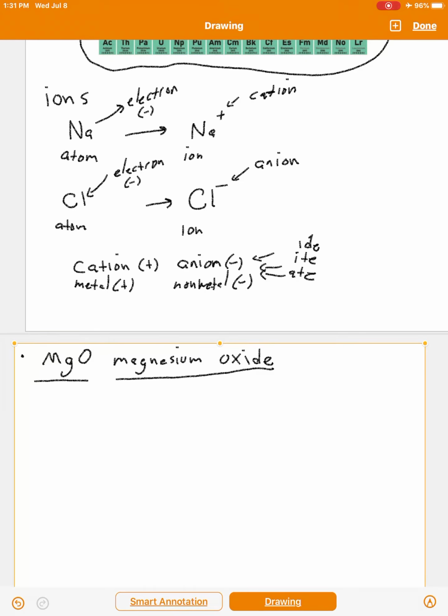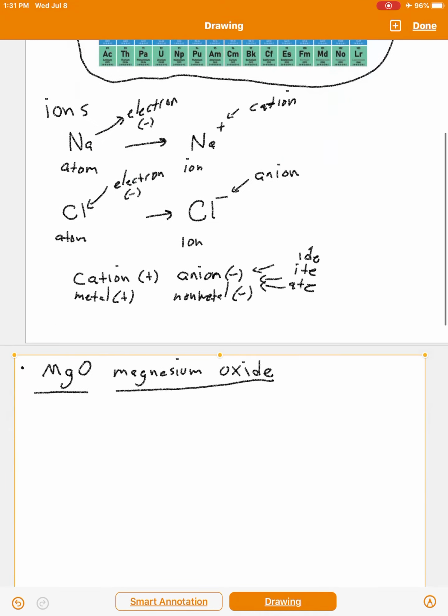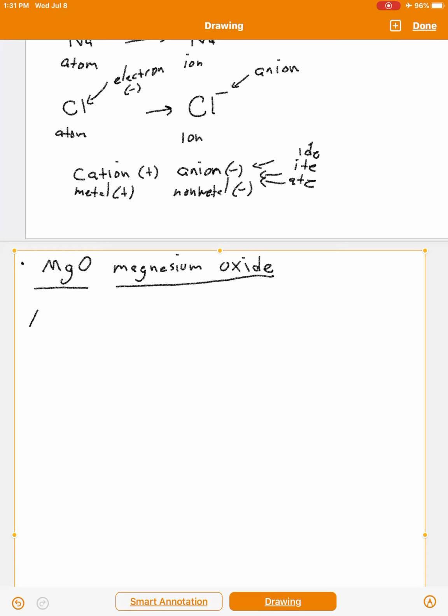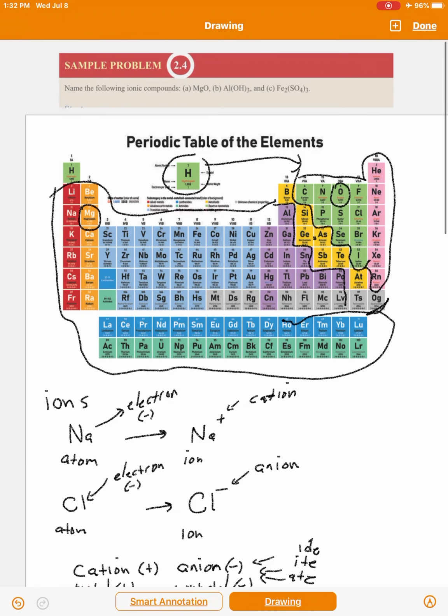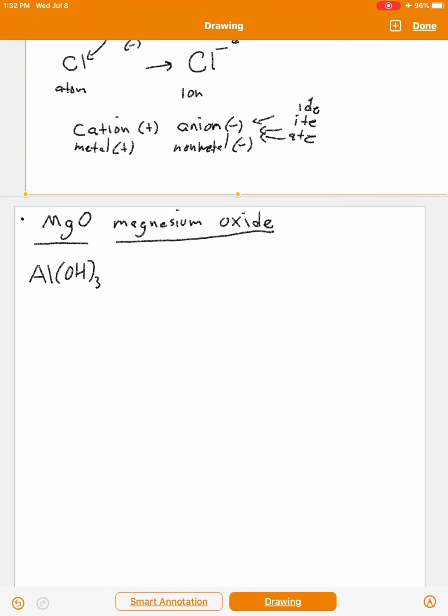Okay. Let's take a look at the second one. The second one is Al(OH)3. Okay, same idea. The metal is right here, and it's either aluminium if you want to use the British pronunciation, or aluminum if you use the American. We'll use the American. Aluminum.